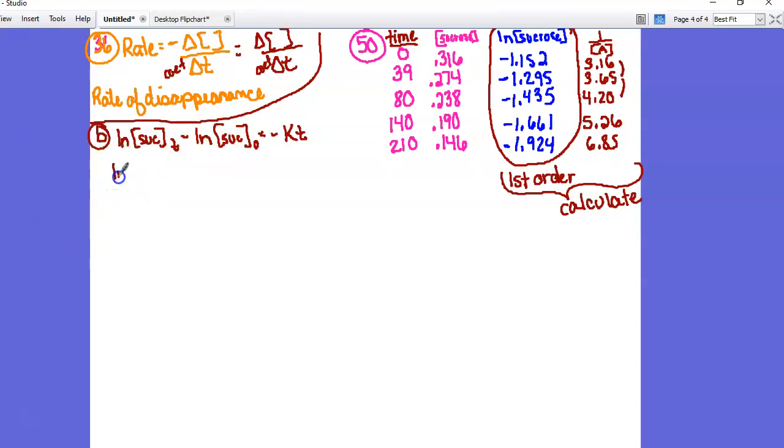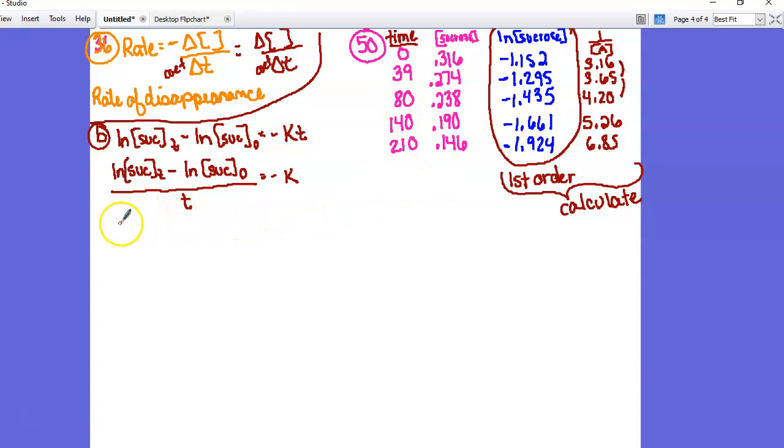So I know that the natural log of the concentration of sucrose at one particular time minus the natural log of sucrose initially at 0, divided by T, equals negative K. Does it matter what concentrations you put here? No, I just figured it out for all of them, and it does not matter. So if you want, I did it for 0 to 210, but you don't have to. You can do it between 0 and 39 and use these concentrations, or 39 and 80.